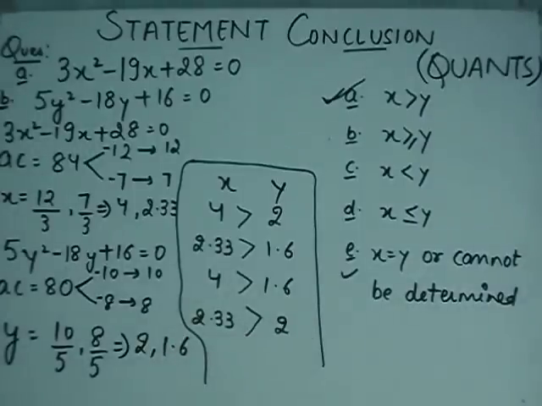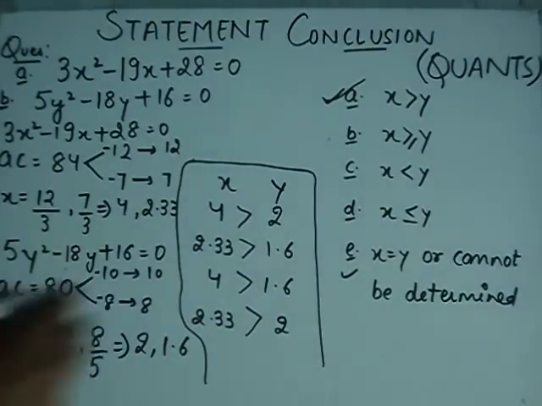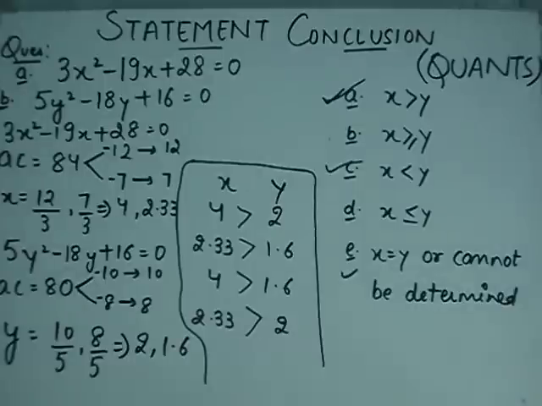Sorry, I made a mistake. In our previous example, I think we are getting option C. Sorry for my bad decision. In the previous example, y is greater than x. I hope it is clear to you.